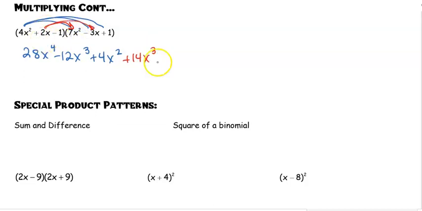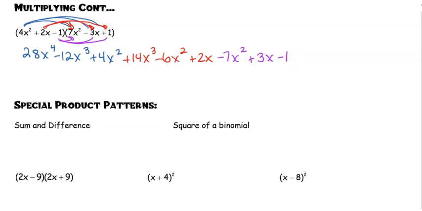2x times a negative 3 is a negative 6x squared, and a positive 2x. Then we distribute the negative 1. Negative 7x squared, positive 3x, and negative 1. So just keep on distributing.